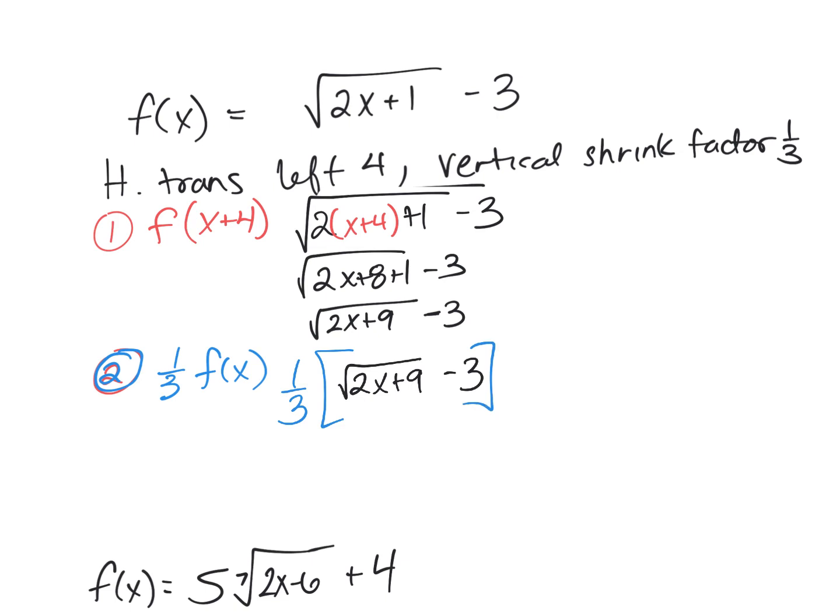Now, we were notorious for not distributing this. You either distributed to the number on the outside and didn't put it in front, or you put it in front but didn't distribute to the number on the end. It has to go to both. It's 1/3 times the square root, so that's just 1/3 square root of 2x plus 9, and 1/3 times negative 3 is minus 1. And that's our final answer.